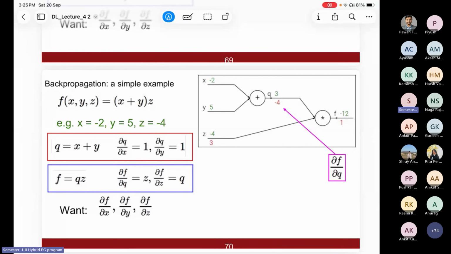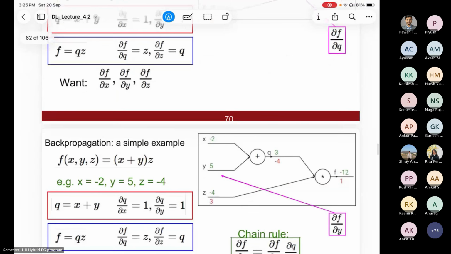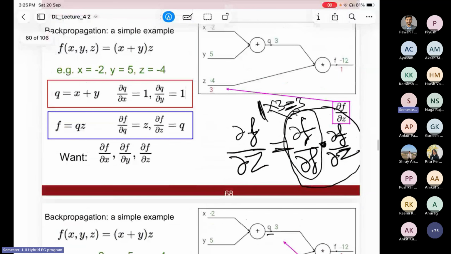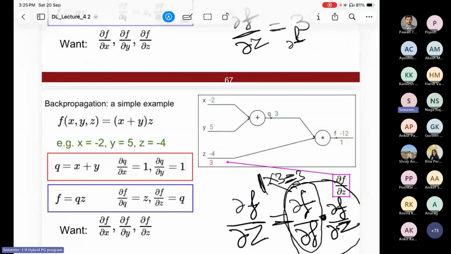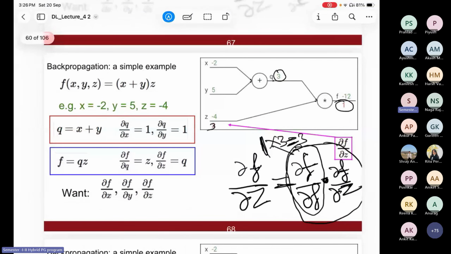Actually, we have to find the derivative of the final output with every variable, but we are going back one by one, and at the end again we'll apply the chain rule, and finally we'll reach the required variables. So we started with this. Here we found del f by del f, that is 1. Then we computed del f by del z, that is q, and you know the value of q, so that value will come here.